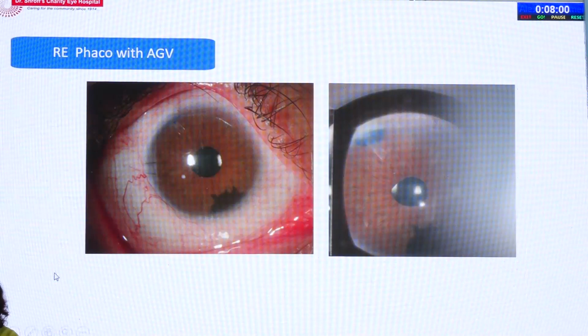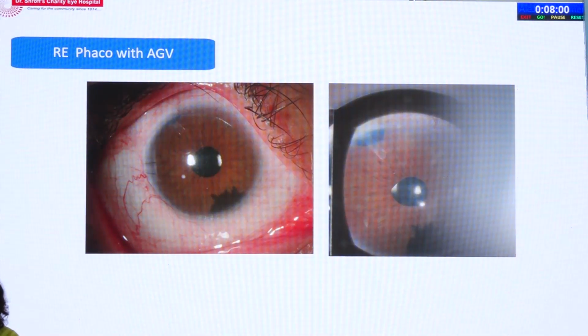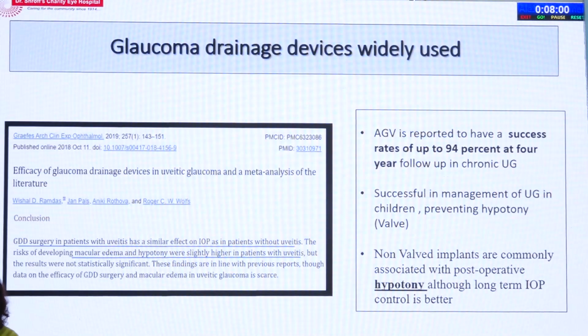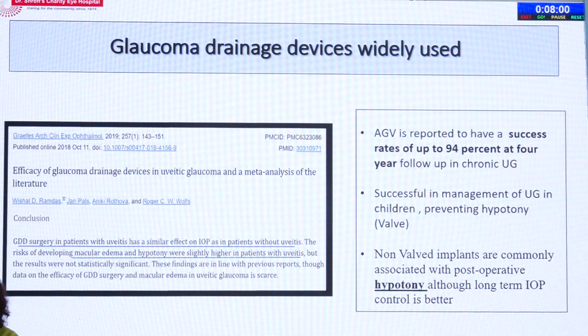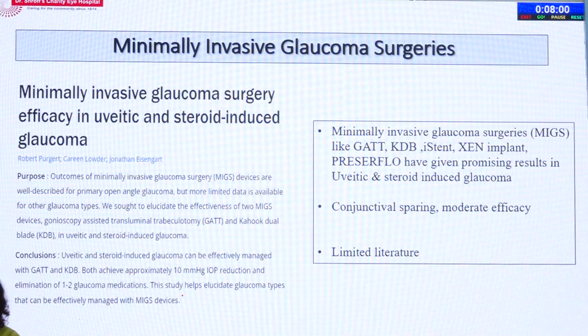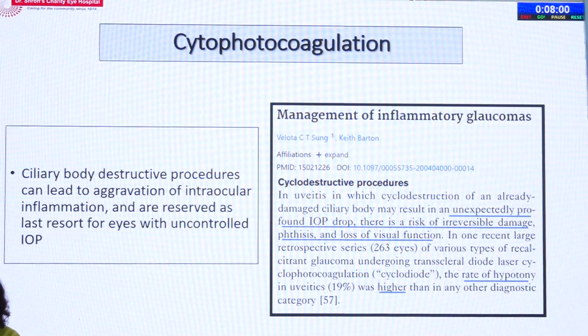So we decided to perform phaco with AGV because tube implants have a fairly good success rate, up to 94%, and they are useful both in children as well as in adults. Valve implants can prevent hypotony because of the presence of a valve, whereas non-valve implants are commonly associated with hypotony. For minimally invasive glaucoma surgery we have limited literature, but we have started doing it now in uveitic and steroid-induced glaucoma.